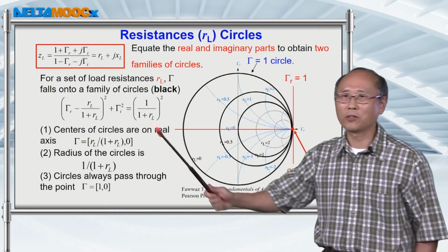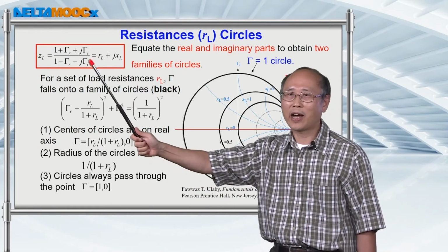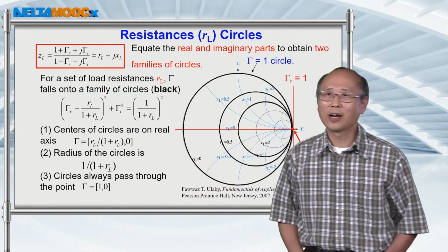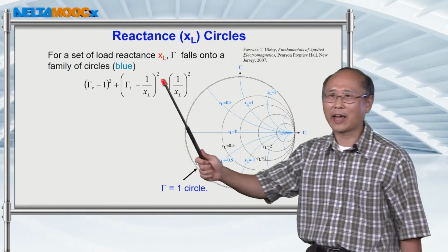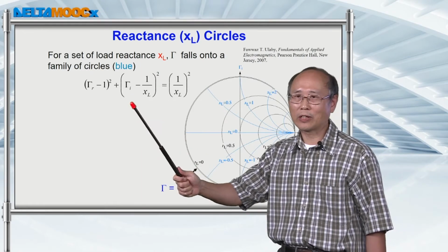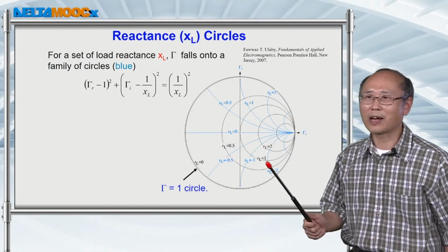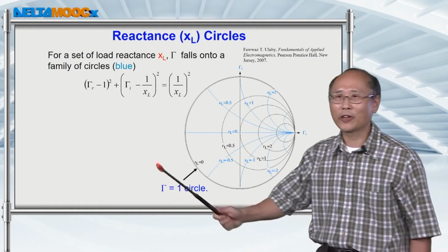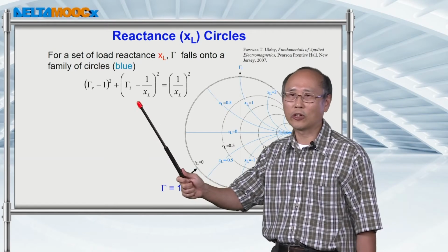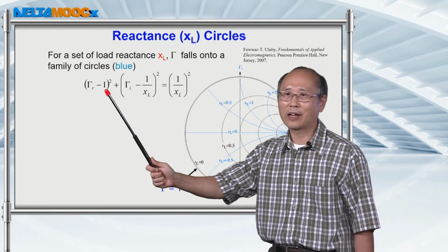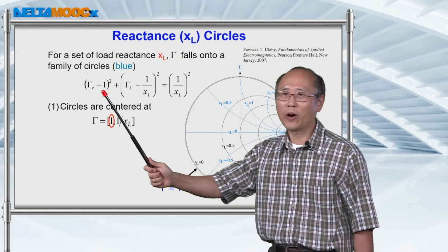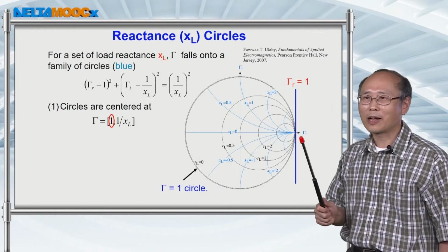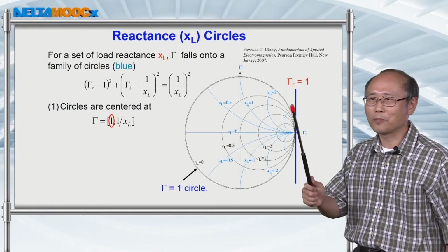Now let's try to equate the left-hand side to be the imaginary part, XL. Basically, you specify an XL. You can also produce a family of curves shown on this plot by blue curves. And again, you can see that this expression is also an equation of circles, and the center is located at 1 and 1 over XL. So this means that the centers of the circles will be on this blue line right here.